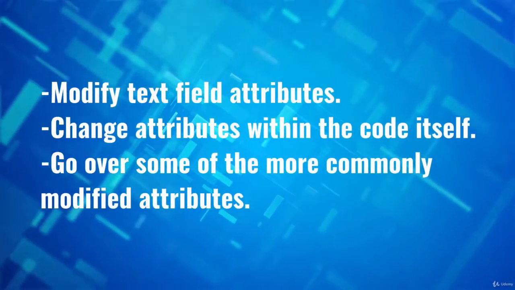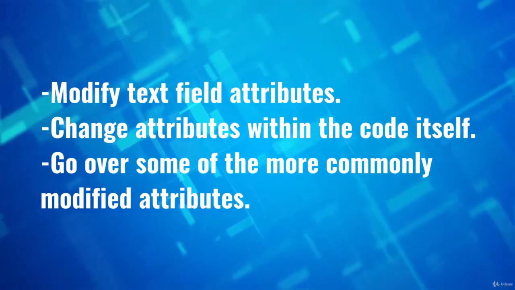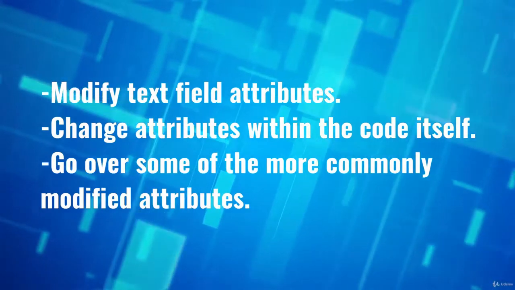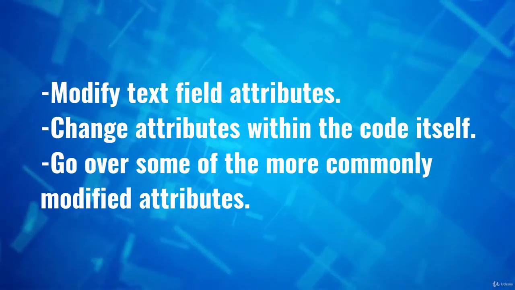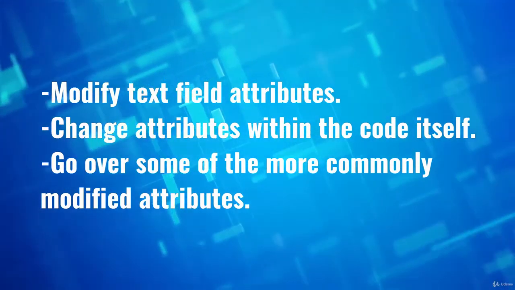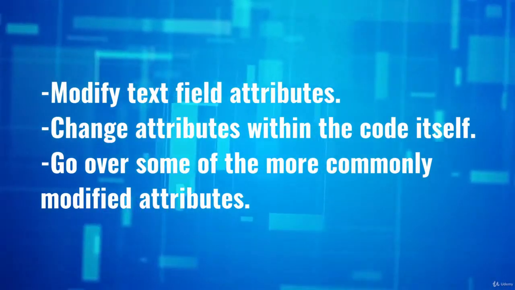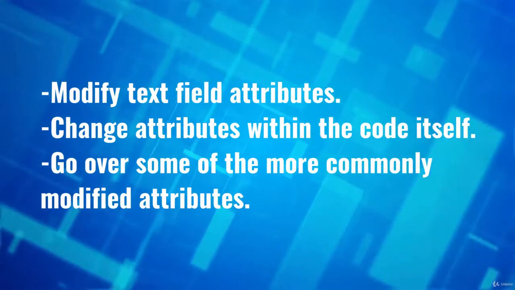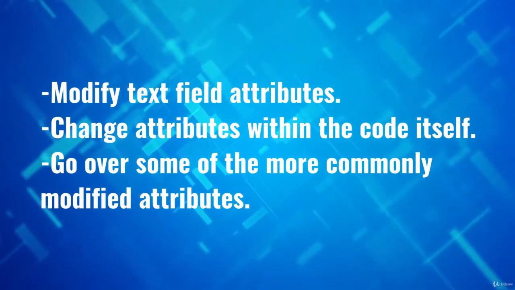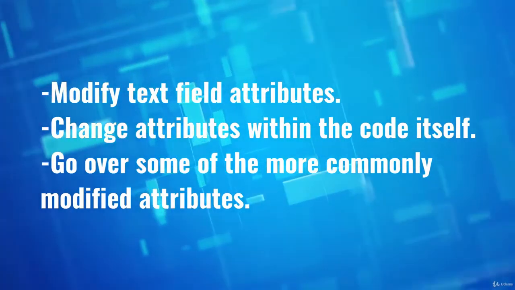In this part of our tutorial, we're just going to modify some of the text field attributes, but we're going to change these from within the code itself. The previous part focused on changing the attributes in the attributes inspector. Now we're going to change them in the code, and this is an important skill to have, because sometimes we'll want to have the app running and then have our attributes change while the app is running. This isn't something you can do in the attributes inspector. This is why we have to go into the code itself.